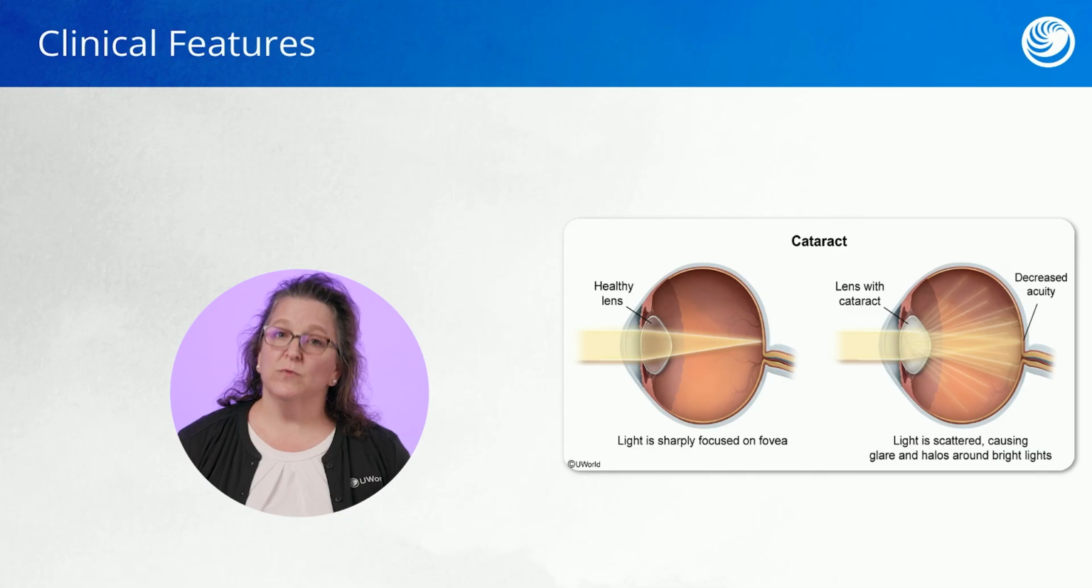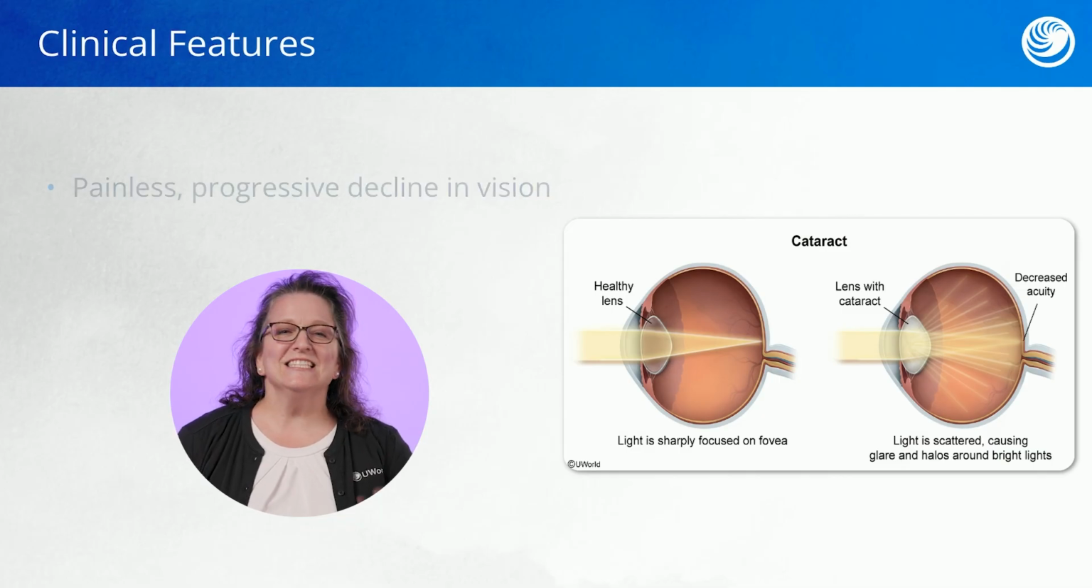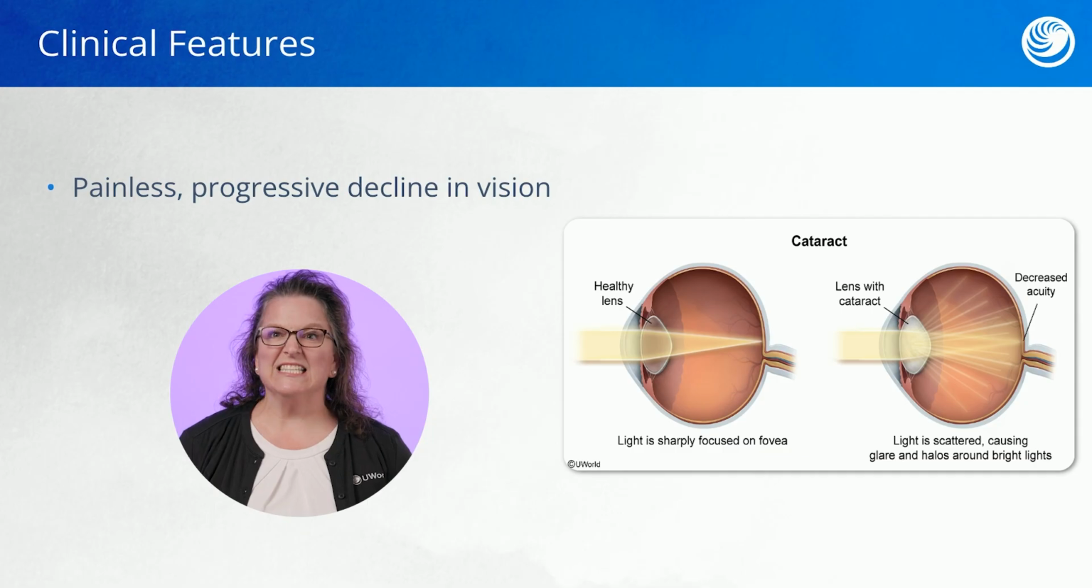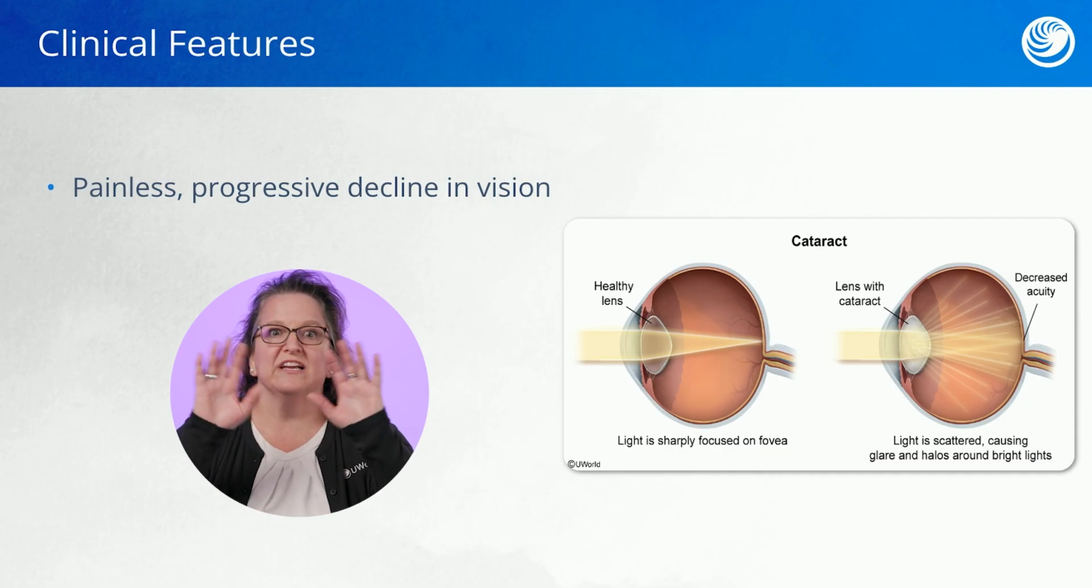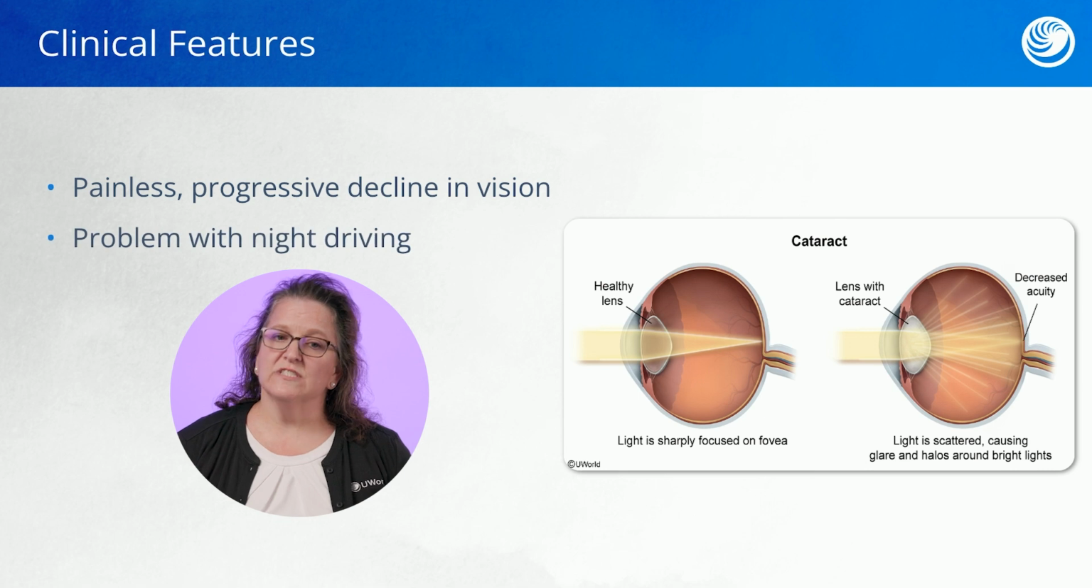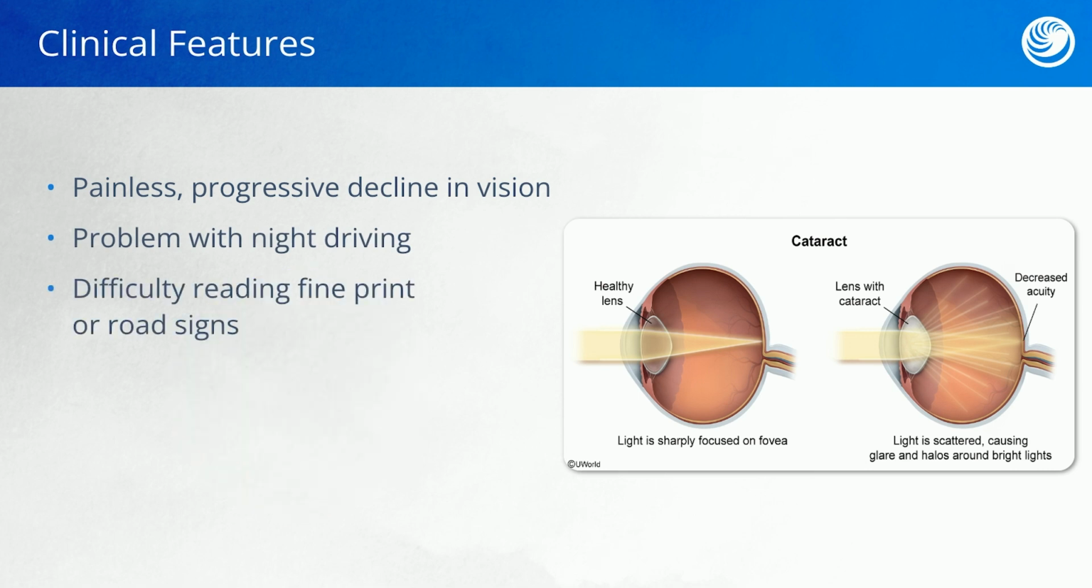How will a client with cataracts present? This is a painless, progressive decline in vision. The client might state that it's like looking through a window that's dirty or cloudy. The client will report difficulty with driving at night and reading road signs. The client might also experience a glare or halo vision with bright lights.